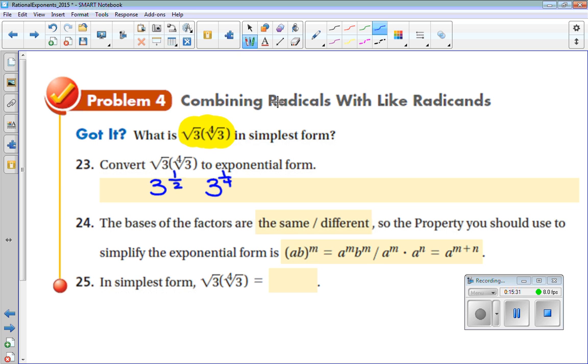Now, if I'm trying to multiply, which is what the parentheses are telling me to do, multiply these, can I do that? Yeah. What do I do with the exponents? Add them. Remember, if we have x squared times x to the third, isn't that just x to the fifth? If we have the bases the same, don't we just add the exponents? So I'm going to do the same thing here. The bases are both 3. I'm just going to add the exponents.